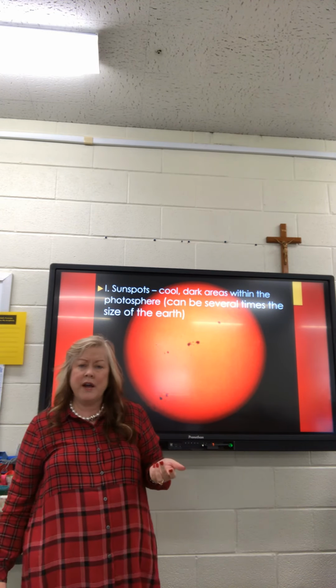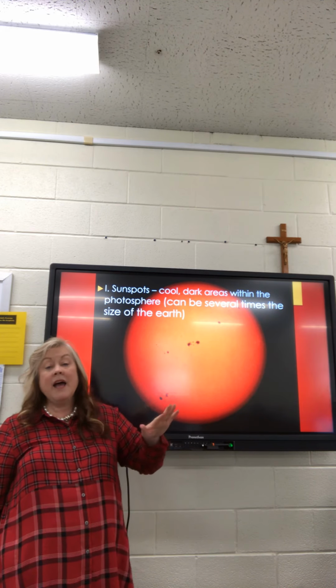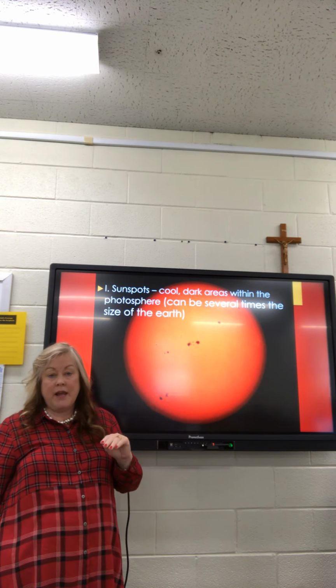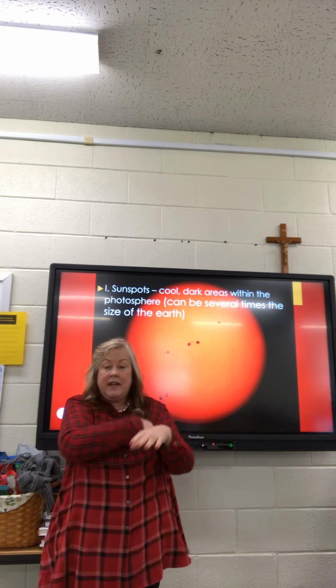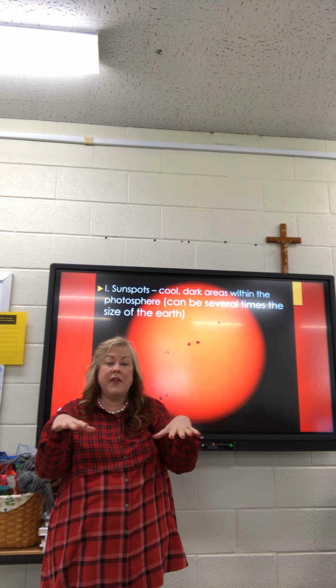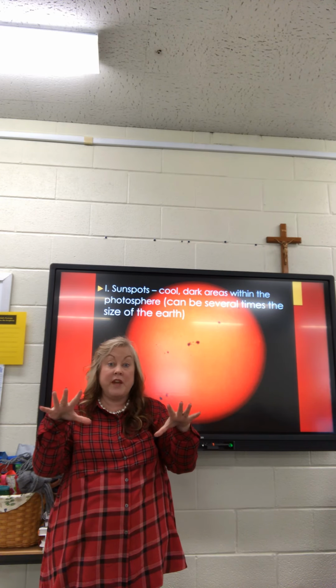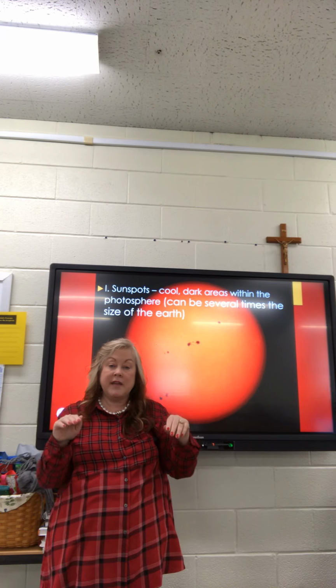Well, what causes that cooler area? At my house, we have an electric range, and when you turn the burners on, it's a flat glass top. And when you turn the burners on, they go from black and they glow to a reddish color. And then when you turn the heat down, it goes from red back down to black.